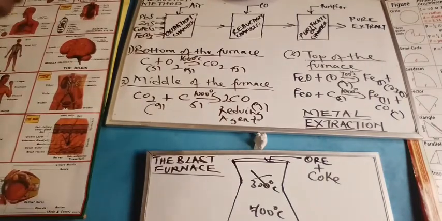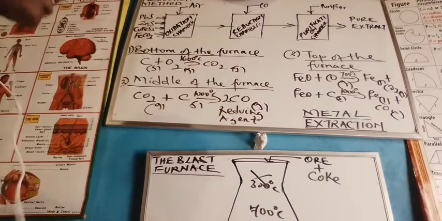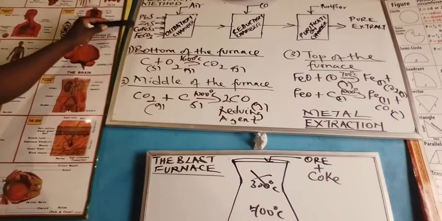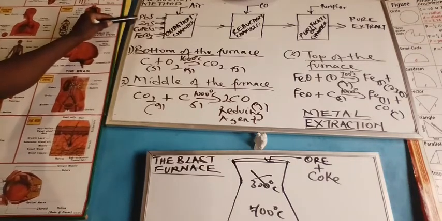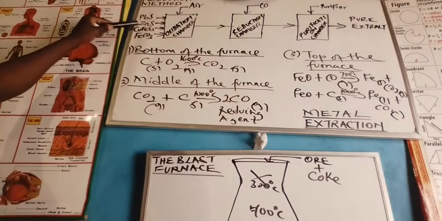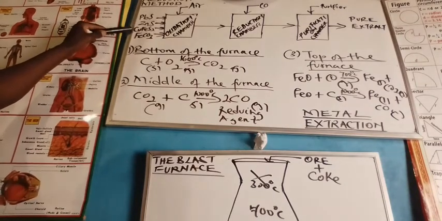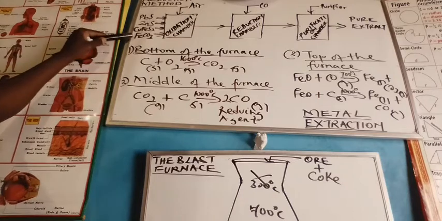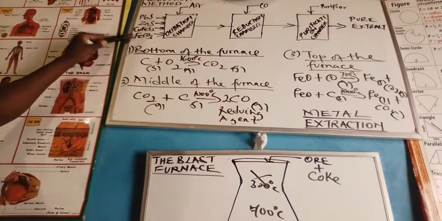Now, beyond this, we have an illustration at the top. So the top reaction tells us that there are different ores, namely galena or lead sulfide, zinc blende or zinc sulfide, copper pyrite or ferrous copper sulfide, and then we have iron carbonate.